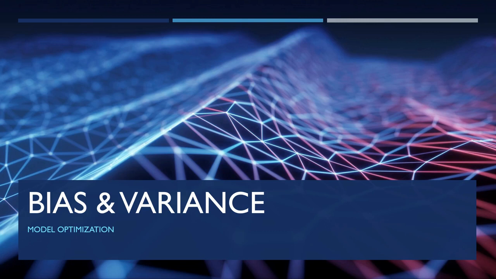Today we are going to talk about bias and variance. When we train a machine learning model, we want it to generalize well to new data. However, sometimes our model doesn't perform as well on new data as it does on the training data. This is where bias and variance come in.